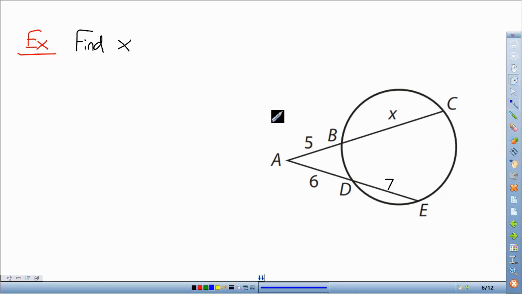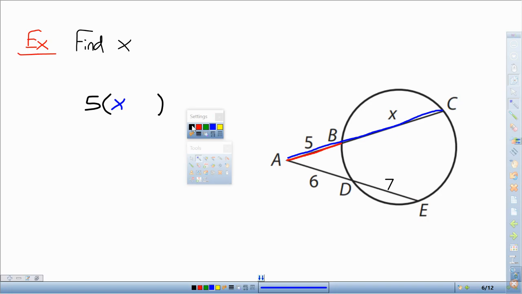Okay, so we're just asked to find X. All right, so let's go ahead and start with this segment here. Here's what I know. I'm going to multiply this outer segment, AB, so that's 5, times the entire segment, this entire line. Careful, the entire line is not X. It is X plus 5, right? Those two segments added together is the entire thing. So X plus 5.